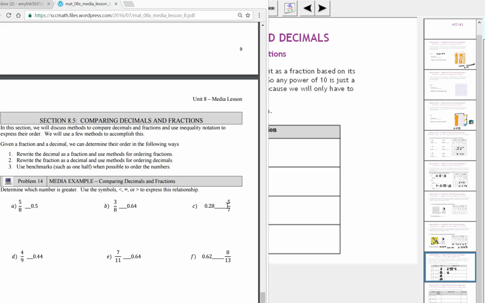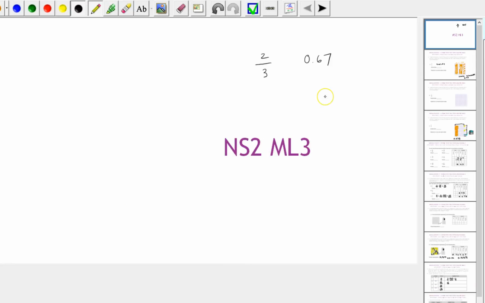And then some of these can be tricky. We know 4/9 is 0.4 repeated. Sometimes they have trouble realizing the 0.4 repeated is greater than the 0.44, or you may have something that rounds and is close, but the rounded up version actually is larger. So, for example, if we have 2/3 and 0.67, we know that 0.67 is greater than 2/3.